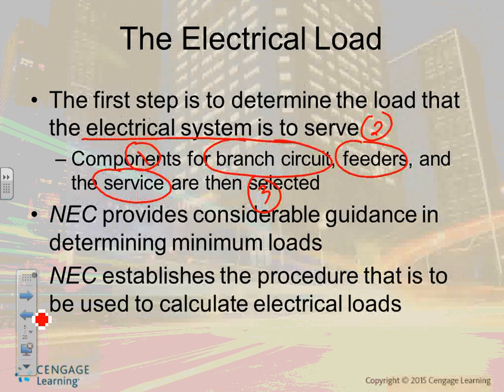Service, feeders, branch circuits. You typically have one service. Feeders, depending on the building, you could have from 10 feeders to 100 feeders coming out of different panels. So feeders could be a lot, okay? Branch circuits, typically depending on the size, from 10 to 100. You really have to have a huge building to have 100 feeders in it.